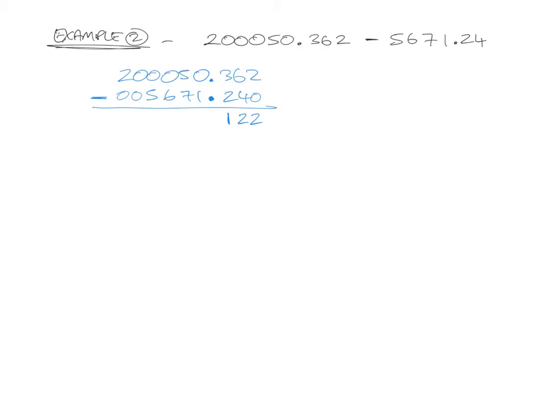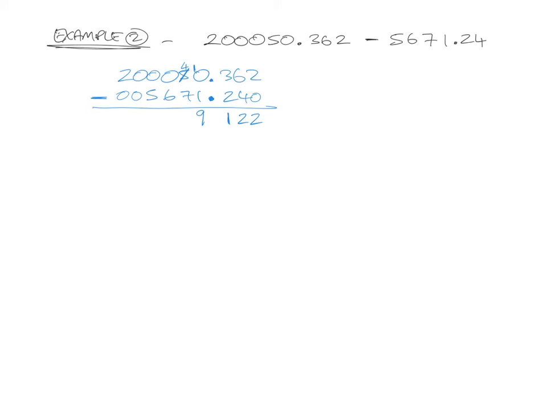0 take 1. 0 is too small for 1 to be subtracted from it. So I need to take 10 from the column on the left, of the top number in the column on the left, and I have to take 1 from that. So 5 take 1 becomes 4. 10 take 1 now is 9.